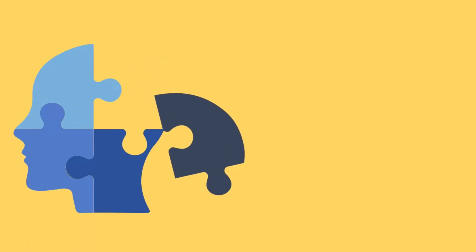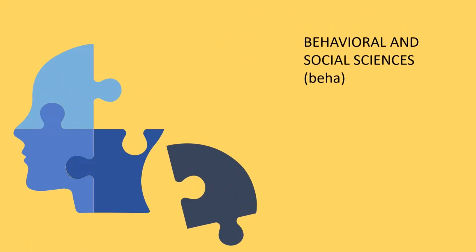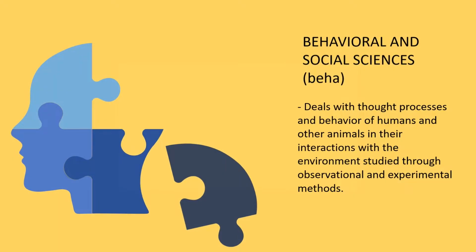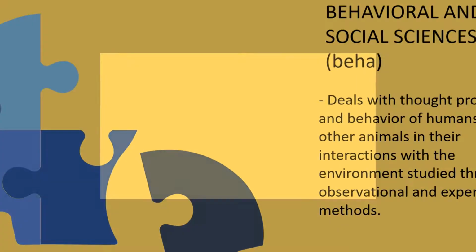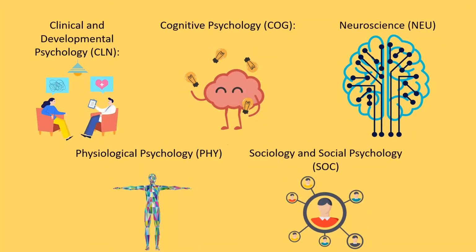Under the behavioral and social sciences category are the science or study of thought processes and behavior of humans and other animals in their interactions with the environment. Here are the subcategories. Examples are the study of human and animal brains, the study of biological and physiological basis of behavior, and the study of human society and social behavior.